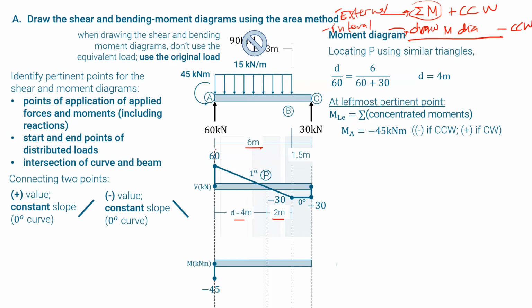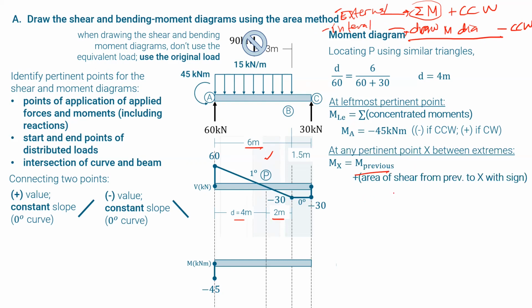Now, so that's one pertinent point. Next na pertinent point is P. So going from left to right, no? So just like the shear diagram, gagawin mo lang is kukunin mo yung pinanggalingan, tapos i-add mo yung area. Anong area naman? Area ng shear diagram with the sign. Paano malalaman yung sign? Kapag yung diagram is nasa taas, positive yan. Okay, pag nasa baba, negative.